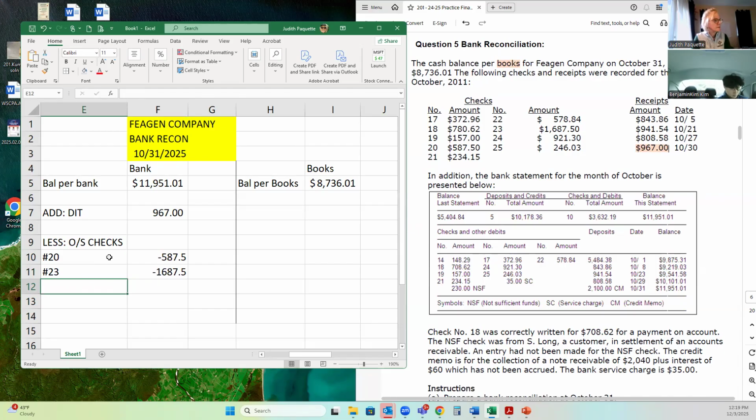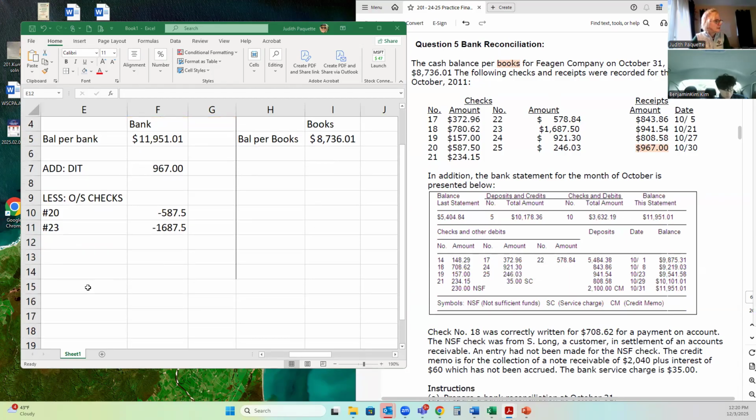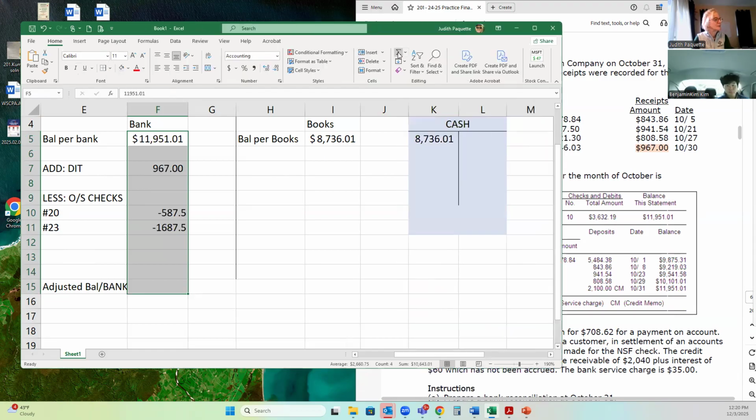All right. That sounds good. All right. So that's it for the bank. So now let's do adjusted balance per bank. Okay. And we're just going to add these up. And we don't know if this is right yet. We're just adding this up and hoping for the best, okay?